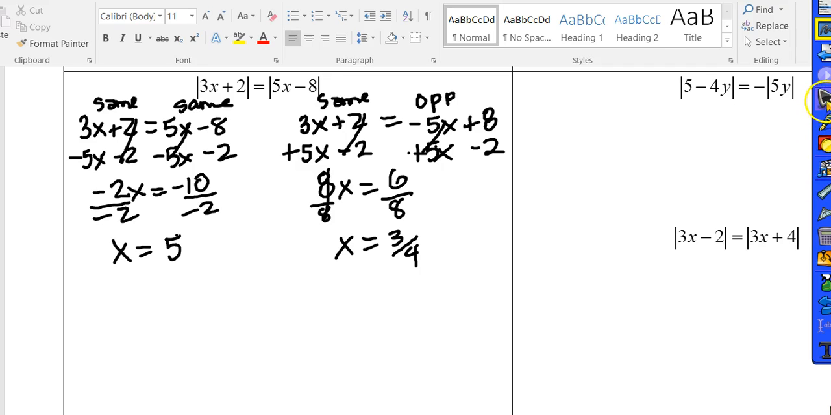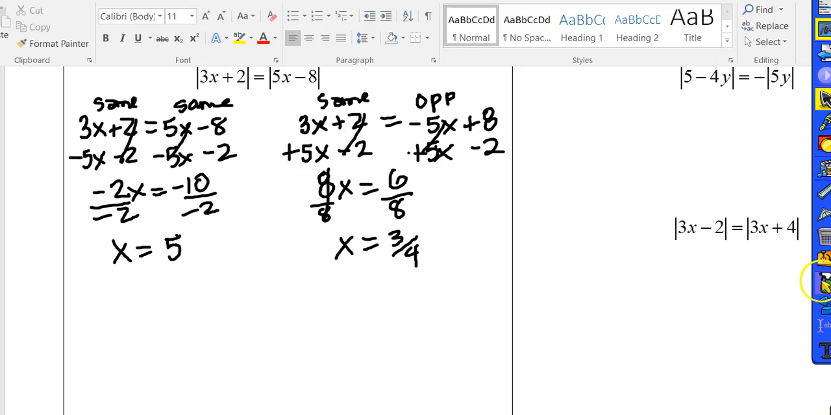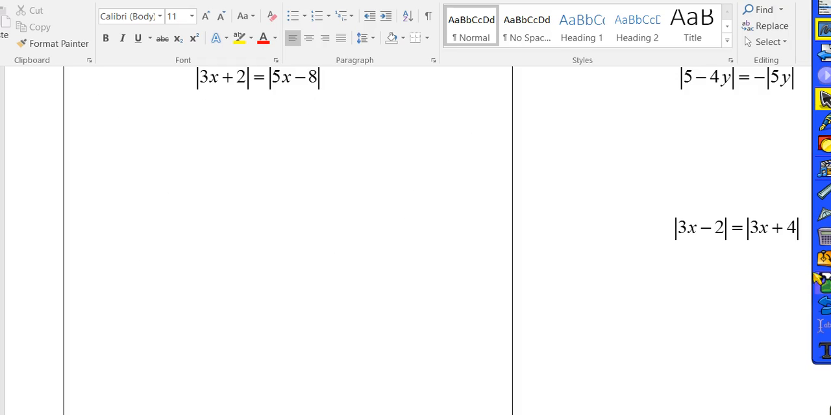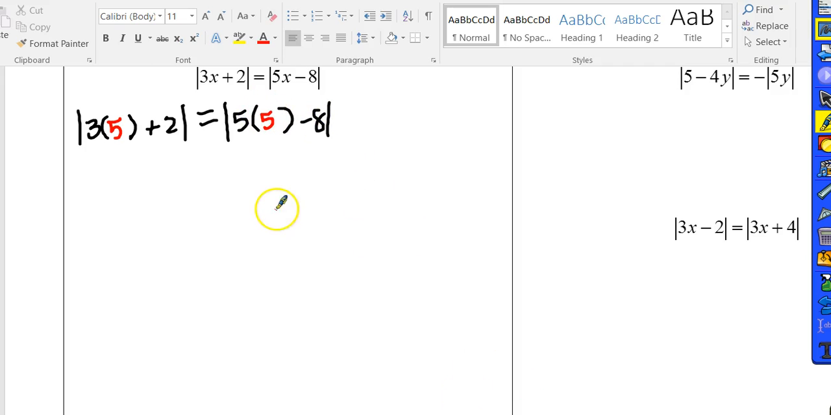And I think I can probably just scooch this up a little bit. Well, I'm just going to erase. Hang on to my answers for me. So we'll start with, when we left everything alone, we were supposed to get a 5. So let's plug it in. 3 times 5 plus 2 should equal 5 times a 5 minus 8.